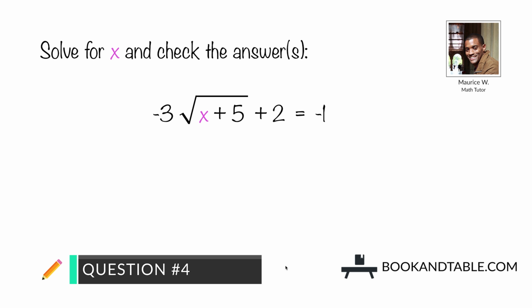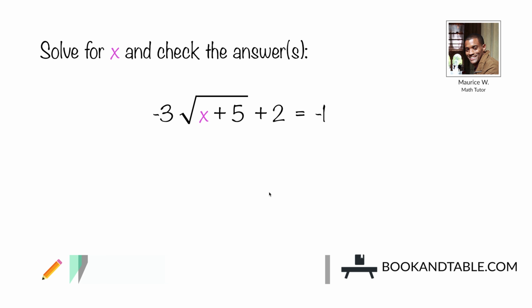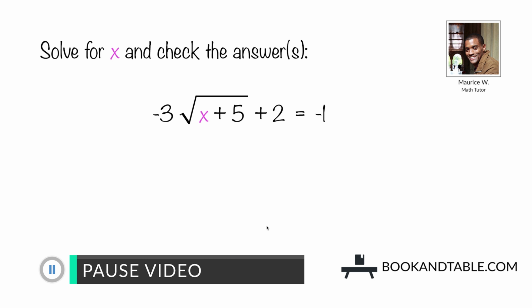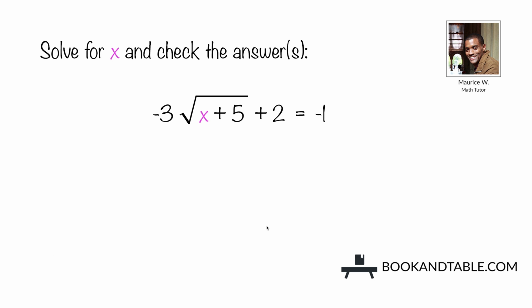Question number 4. Solve for x and check the answers. Negative 3 times the square root of x plus 5 plus 2 is equal to negative 1. Pause the video, answer this question, and then press play when you are ready to begin.